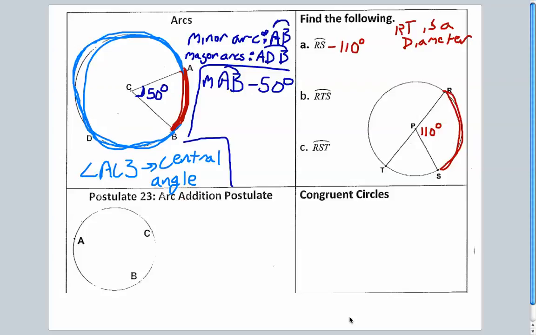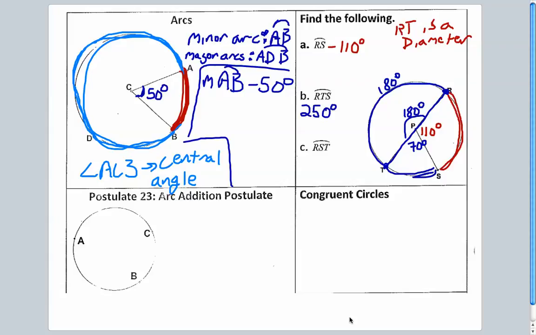RTS, well, that's going to take me from R all the way around to T, all the way around to S. Here's what I know. I know that RT is a diameter, which means this angle here is 180 degrees. Angle P on the other side there, PT, is 180 degrees. That means that this arc is 180 degrees. ST must be then, since all the angles add up to 360, ST must be 80 degrees. Excuse me, 70 degrees. Must be 70 degrees. That means that the whole arc there in blue, RTS, must be 250 degrees.